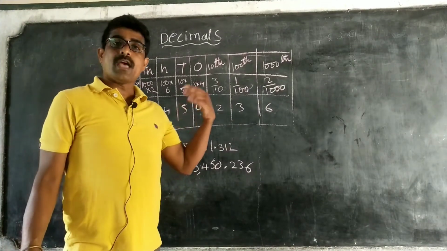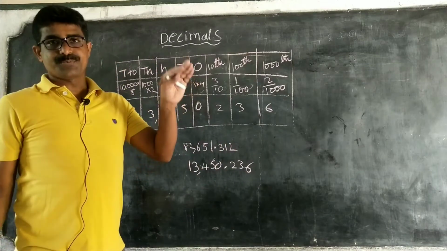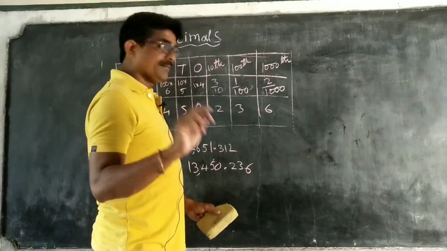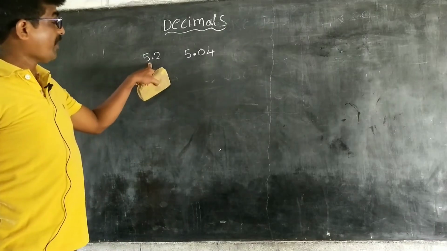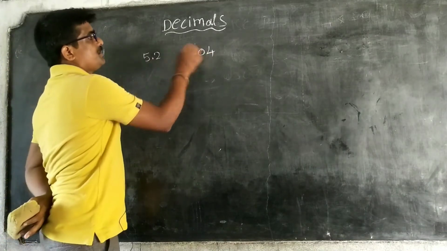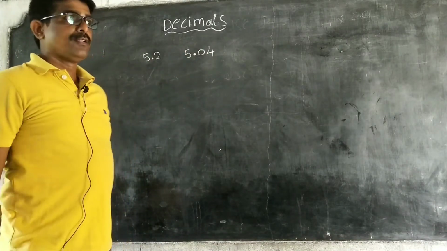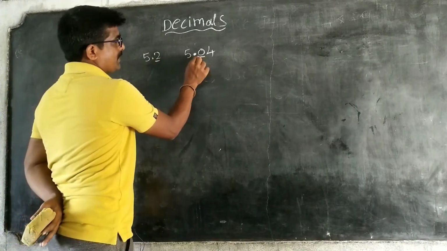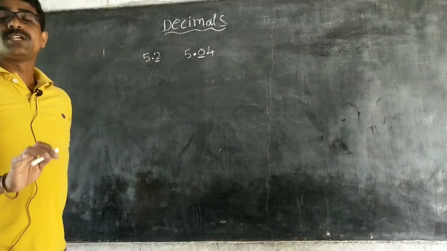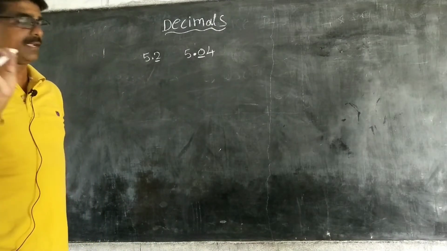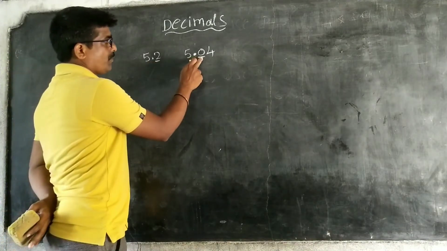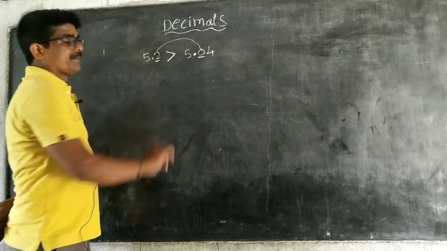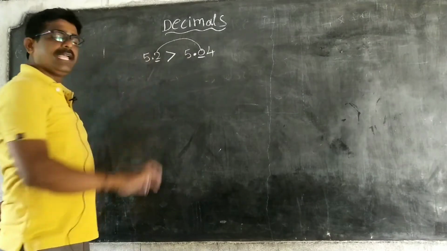Next, how do we add decimals, subtract, multiply and divide? Understand? Now 5.0, 5.2, 5.04, which is big? Whenever we compare decimal numbers, first we compare in the tenths place only. In the tenths place, whichever number is bigger, that number is bigger. So 0.2 and 0.4, this is the bigger number. First you compare these two only.